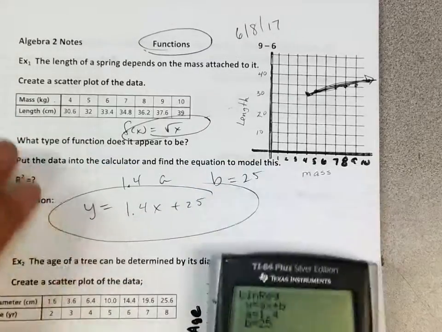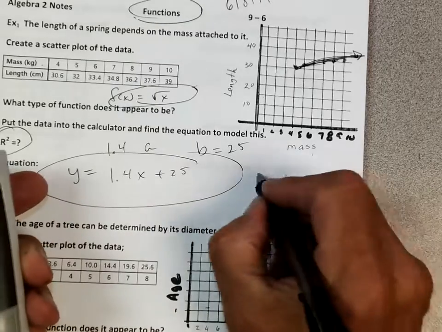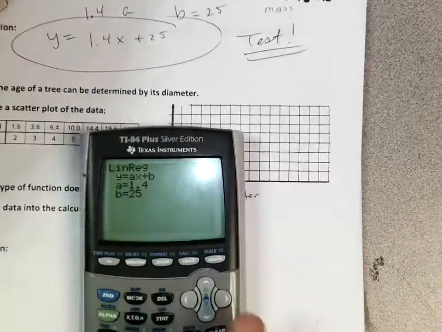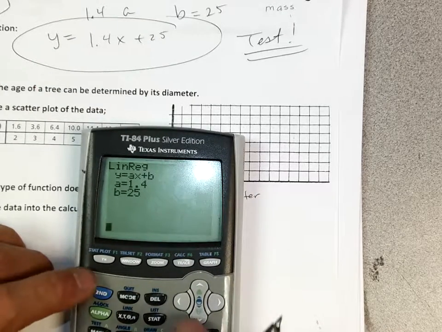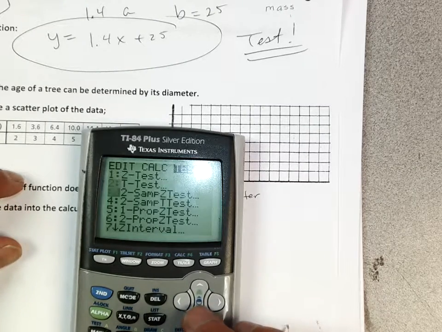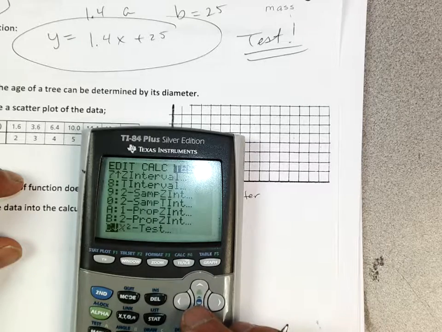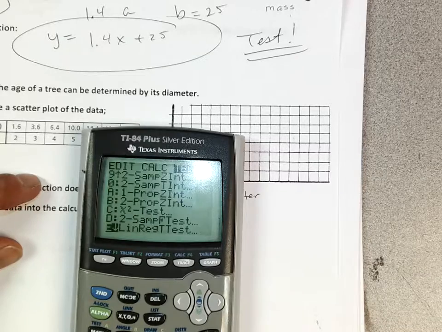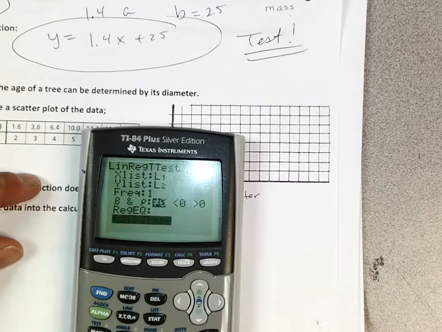Now, can we test it? How good is it? So let's test it. I'm looking for this R squared. To do a test, I think my tests are back in stat. Go to my test, and I'm testing my linear regression in this case, right? Sample, go all the way down. Linear regression test, okay, right there. Boom. Everything looks good. List 1, list 2. Calculate. Boom, there we go.